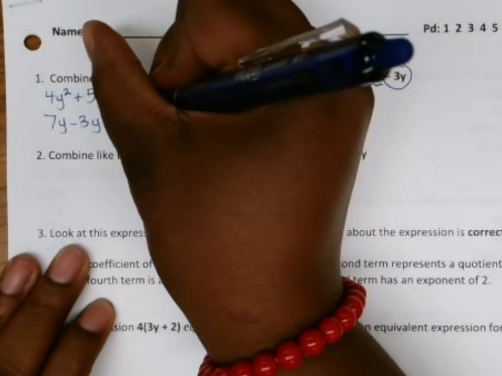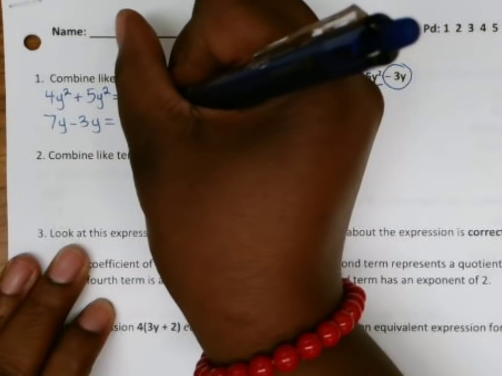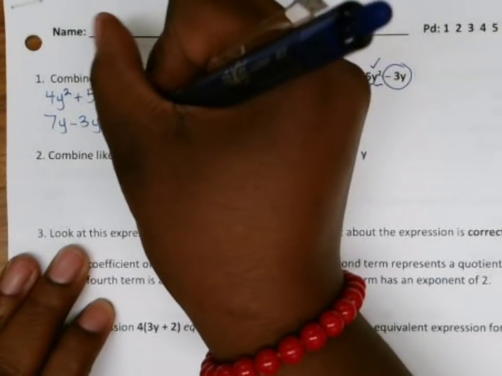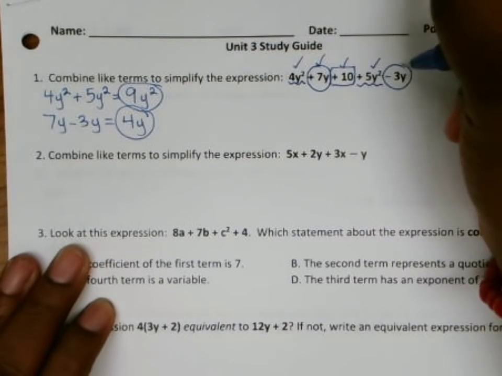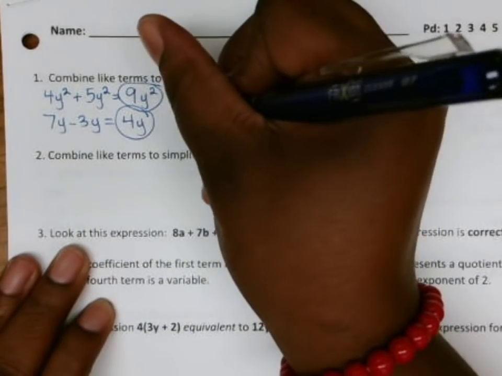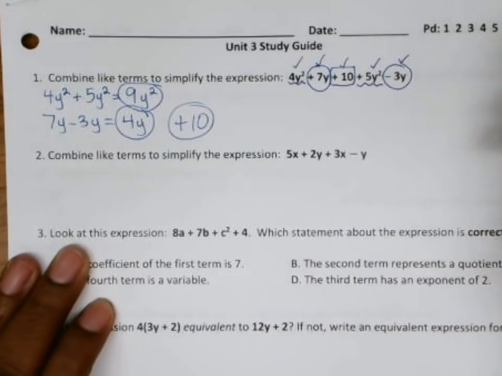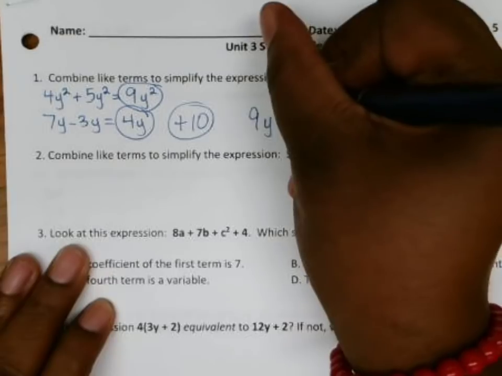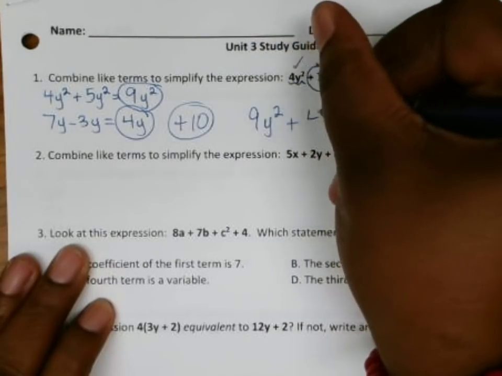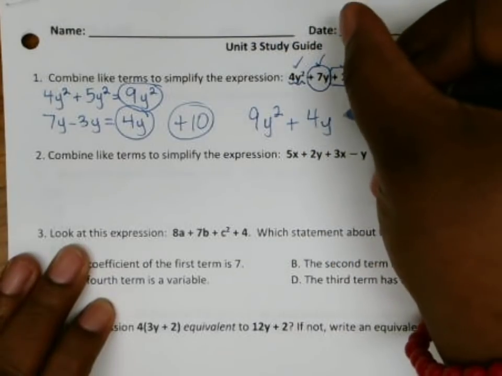Next, I have 7y, and it tells me to subtract 3y. When I do that math, I get 4y. So that's going in my summary. I can check those off. And now all I have left is plus 10 to go in my summary. So my simplified expression is 9y squared plus 4y plus 10.